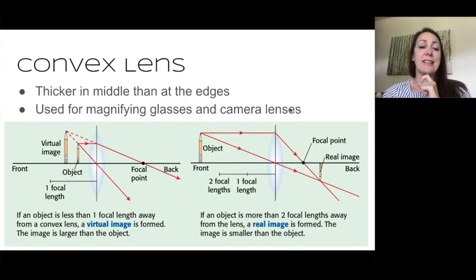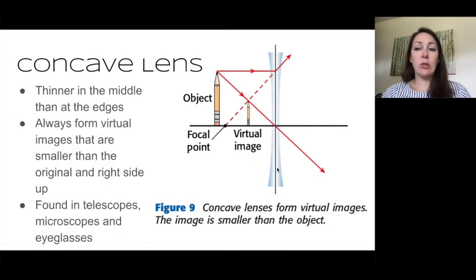In a convex lens, if the object is close to the convex lens, you will get an image that is larger and right side up. And if you are looking at an object that is far away from the lens, you're going to see an image that is smaller and upside down. All right, so looking at a concave lens, the object is going to appear right side up and smaller.